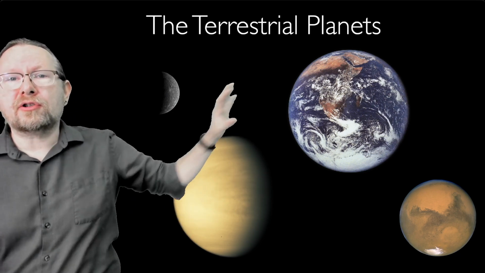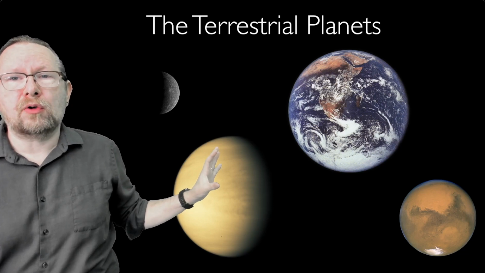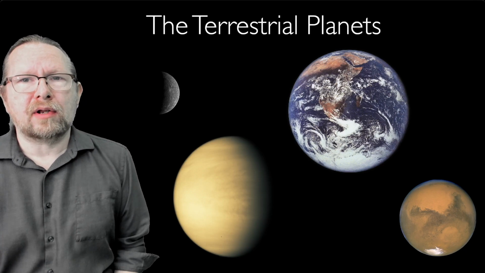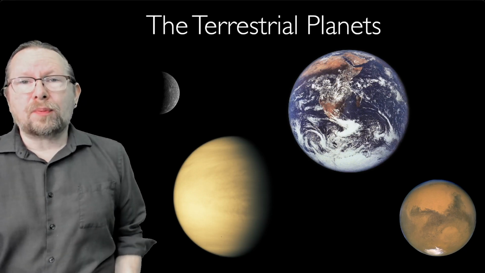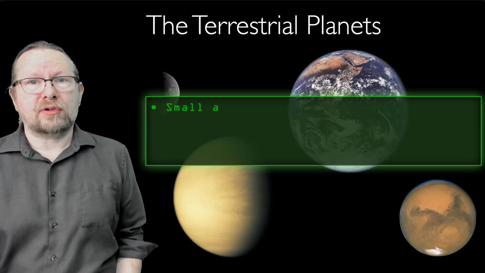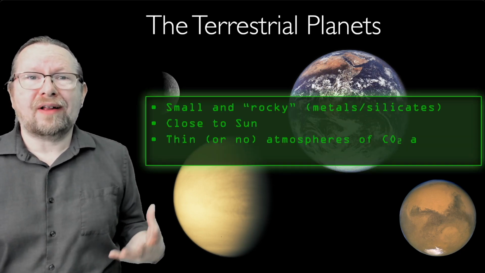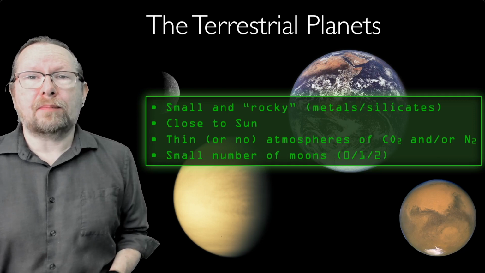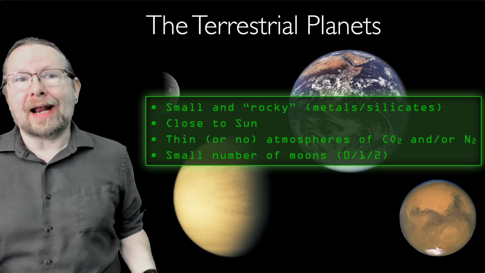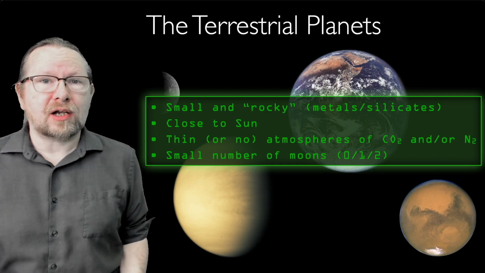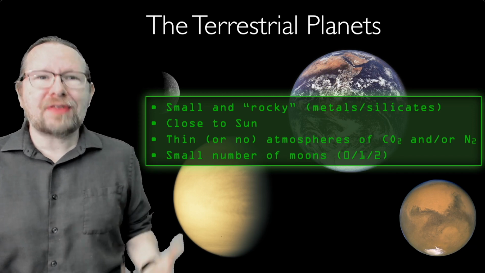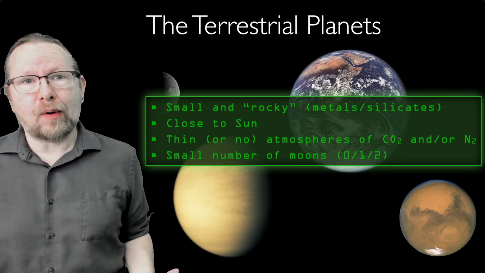So Earth is the largest terrestrial planet. Venus, very, very close second. And then Mars, and then Mercury, which is just a little bit bigger than our own moon. The terrestrial planets are all different from one another, but they share some important characteristics. First of all, they are small and rocky, meaning they are made up of metals and silicates, the things that you consider a rock. They are, in our solar system, close to the sun compared to the Jovian planets. They have a thin atmosphere or no atmosphere.